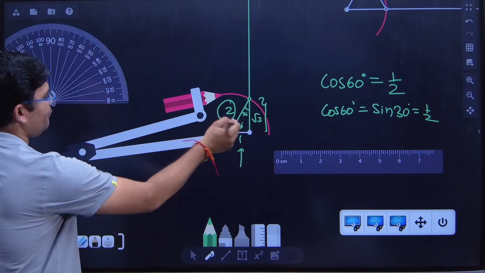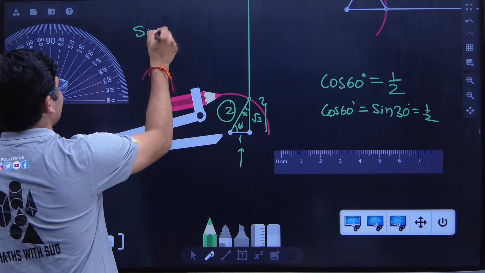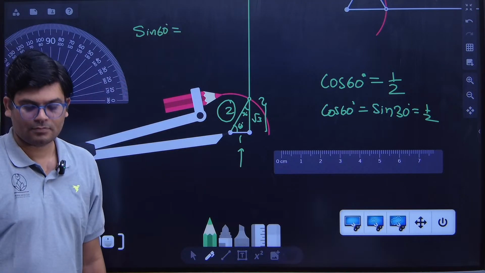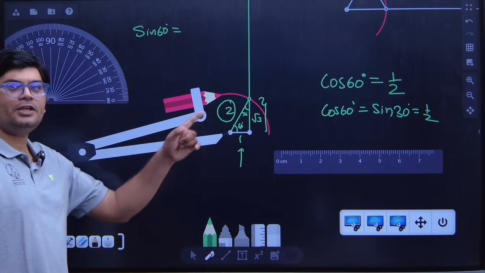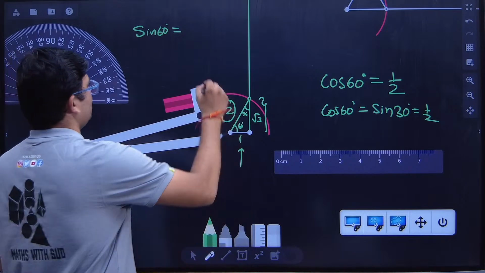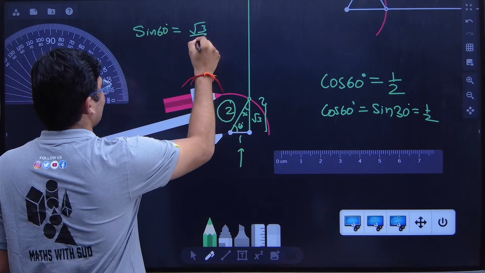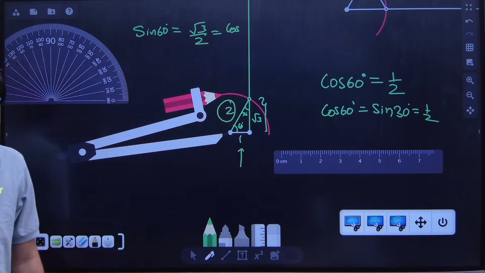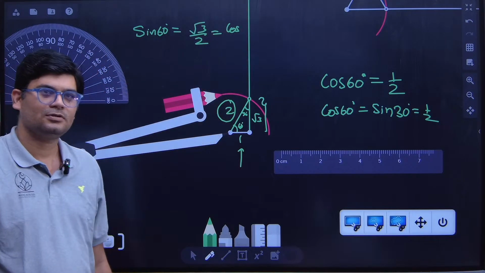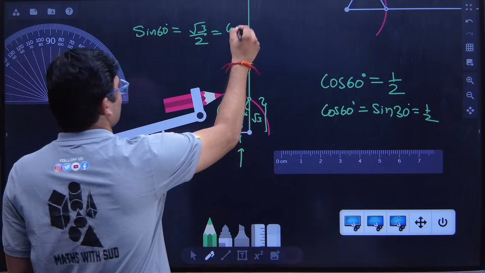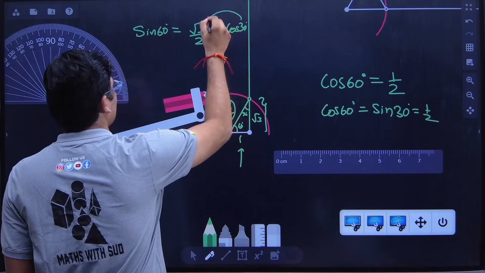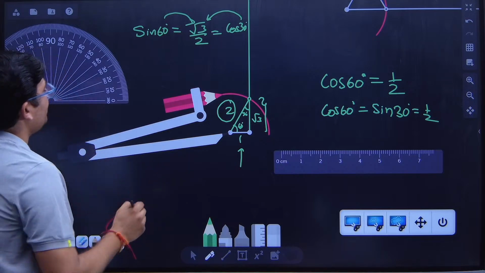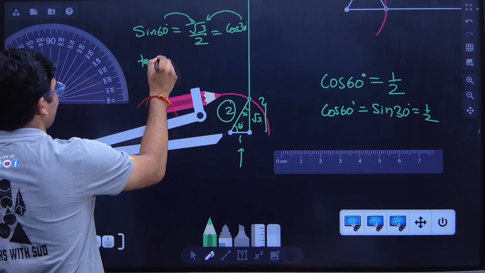Now can you tell me from here what is sine 60 degree? Root of 3 by 1. Root of 3 by 2, my dear. Root of 3 by 2, which will also be equal to cos of what angle? Sir, cos of 30? Wonderful. Cos of 30 degrees is also equal to root 3 over 2. Understood? Can you tell me what will be tan 60 degree?